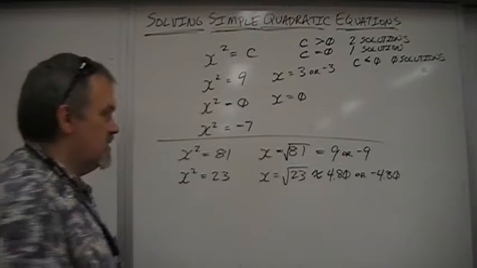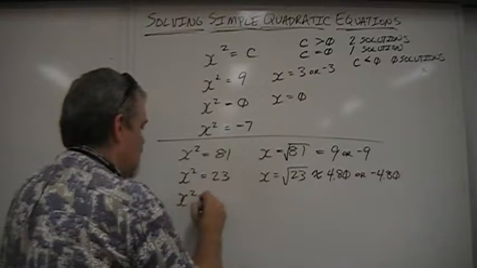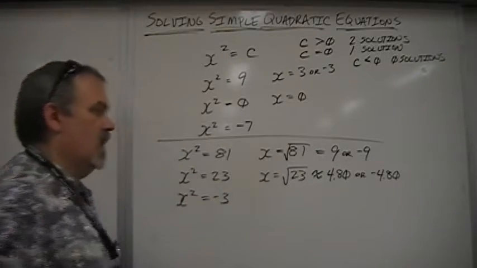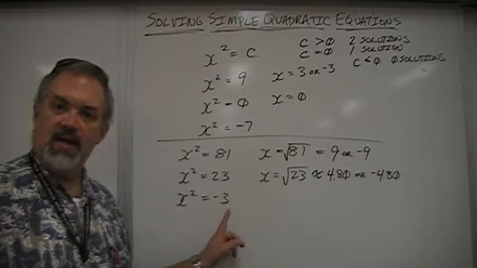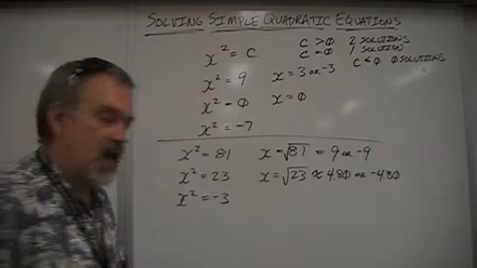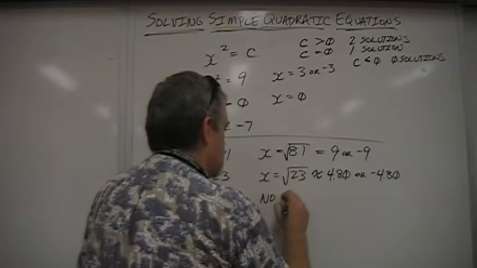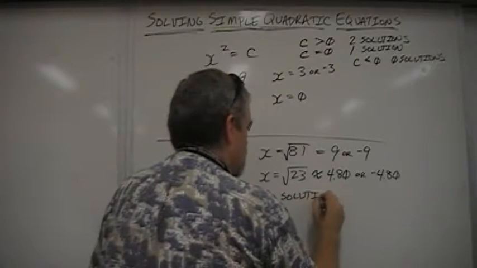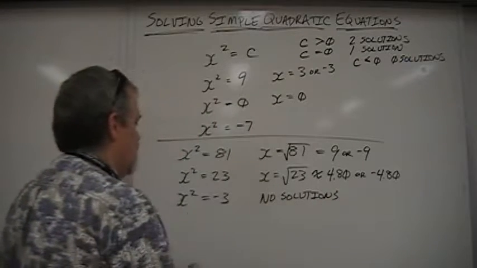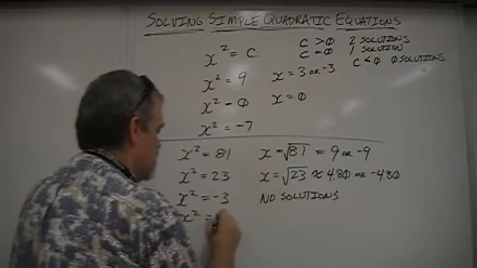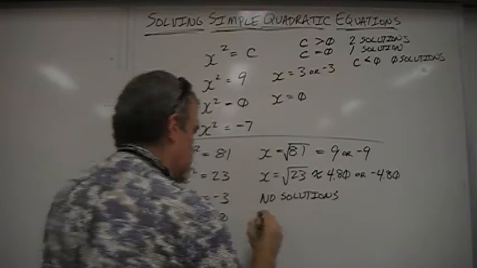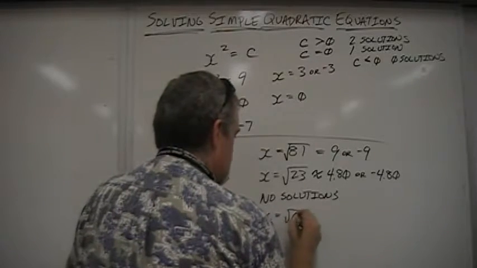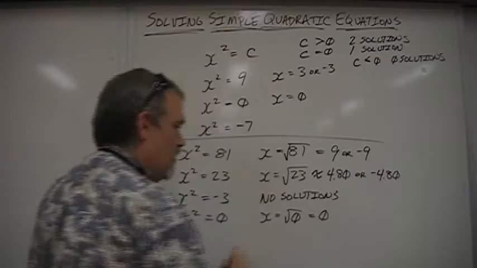Another example. So let's go x squared equals negative 3. Now we have here a number that's less than 0. So how many solutions? None. No solutions. So again, x squared equals 0, which we've already talked about. If this is equal to 0, then there's one solution. X equals the square root of 0, which is equal to 0.